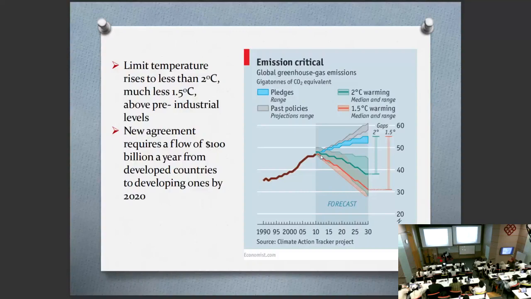And if we enforce more stringent mitigation strategies, then we may be able to reduce the carbon dioxide concentration. So the new agreement says that it requires a flow of $100 billion a year from developed countries to developing countries by the year 2020.